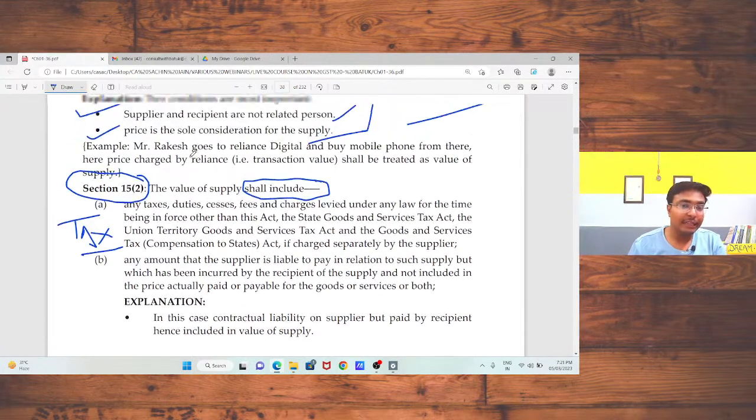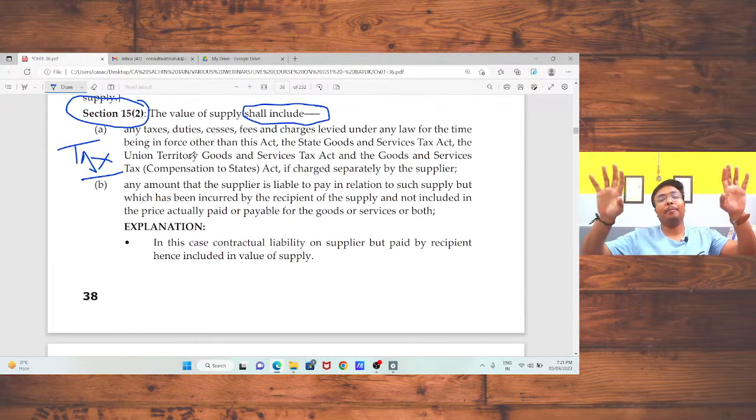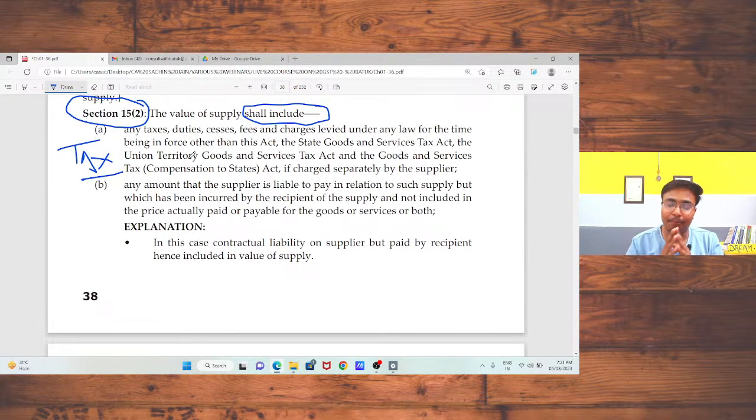Hari Kishan ji, re-explain the include concept, sir. Just take an example. I am going to buy certain goods from Reliance Smart. Reliance Smart has given me the invoice, on which the transaction value, my value of supply, is 20,000 rupees. Now, if Reliance has charged any type of tax, that is entertainment tax or other duty, in that case the same should be added for calculating the value of supply.